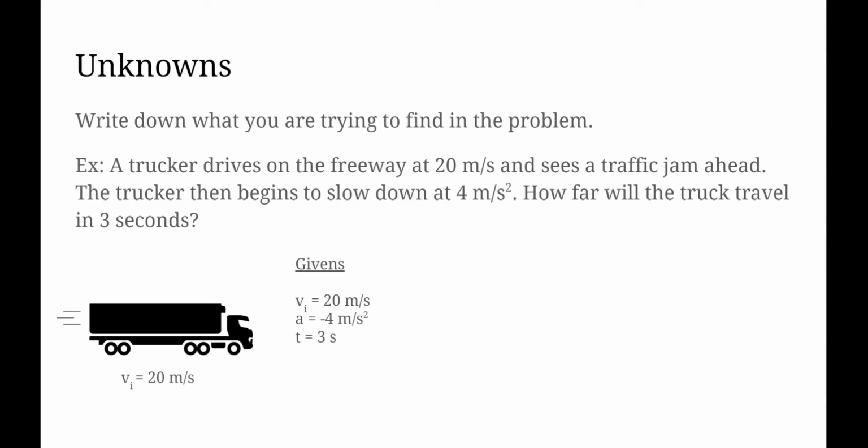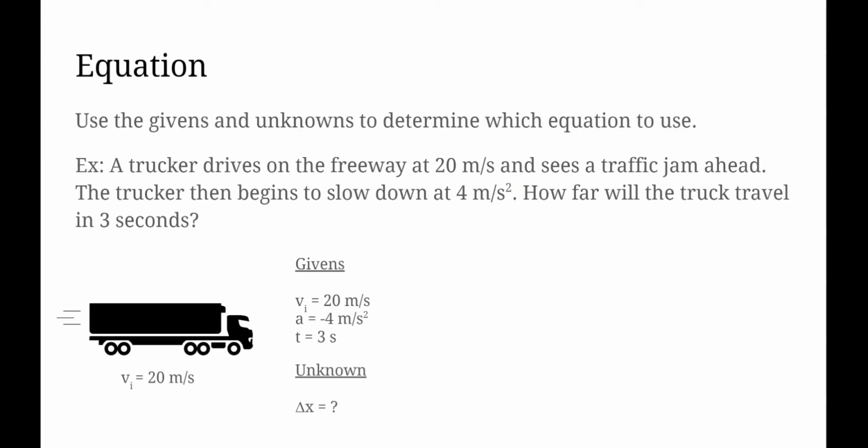After our givens, we move on to unknowns. So in this case, we're trying to find out what the problem is actually asking us to solve. If we look at it, we see it's asking how far does the truck travel in 3 seconds? So that means we're trying to find out just how far it goes, which is the distance. Or in this case, we can use displacement because that's what shows up in our equations.